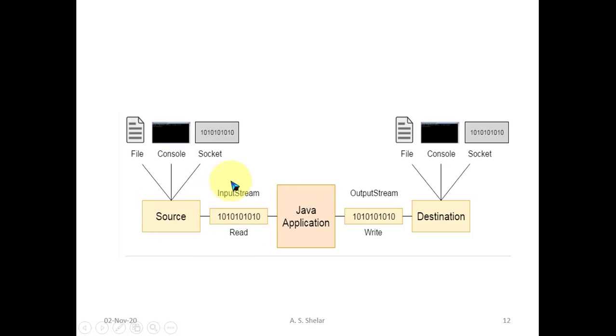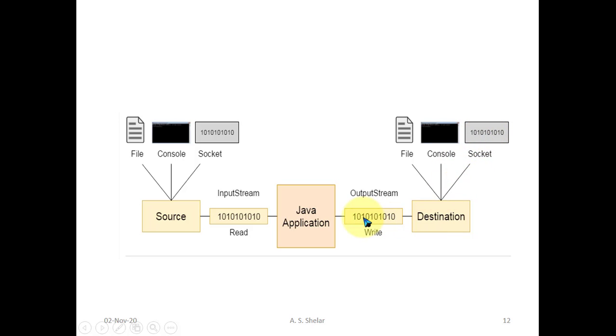Now from your application, if you want to send out data, we have to do it with the output stream. 1010 is again a sequence of characters, a stream, and it is a write operation. So we are writing data to the respective destination, and the destination may be a file, console, or socket. We can write data into a file, display data on the console, and use a socket. In System.out.println, out is your output stream.